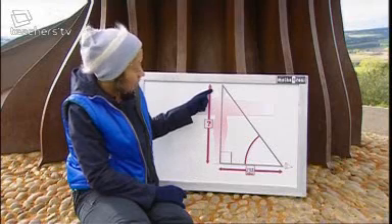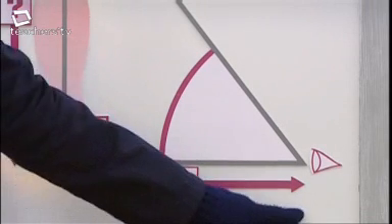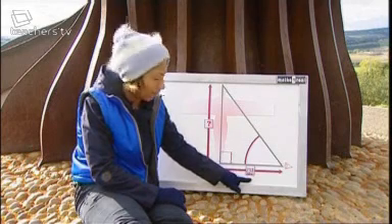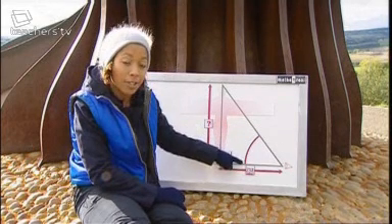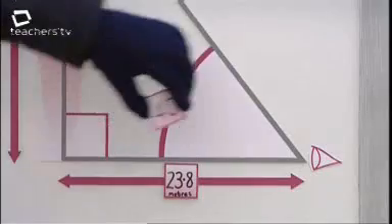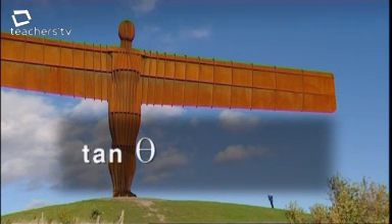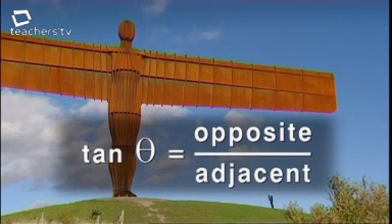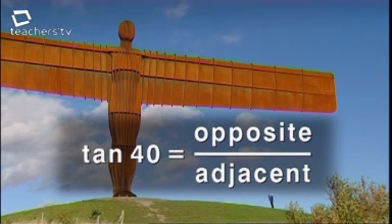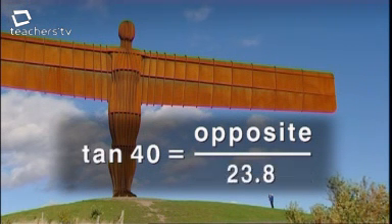This side represents the height of the sculpture. That's what I'm trying to find. This side represents the distance I was standing from the bottom of the sculpture, and that was 23.8 metres. And this angle here is the angle I was looking up at the top of the angel's head, and that was 40 degrees. Remember, the tangent ratio, tan theta, equals opposite over adjacent. So putting in the values I already know, the tangent of 40 degrees equals the opposite, which is the unknown height, divided by the adjacent, which is 23.8.